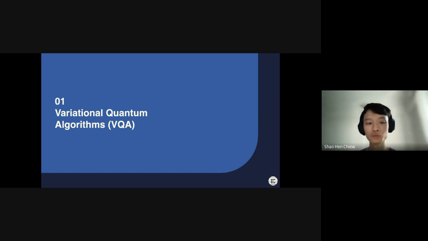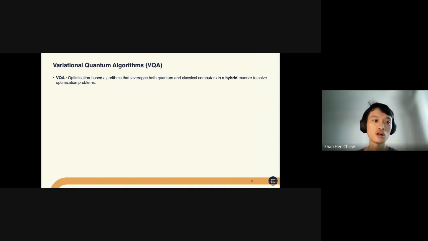So with that, I begin with the first part of the presentation, which is an introduction to variational quantum algorithms, or VQAs in general. So what are VQAs? Variational quantum algorithms are optimization-based algorithms that leverage both quantum and classical computers in a hybrid manner to solve optimization problems. What hybrid means here exactly is something that I'll explain as I go along.